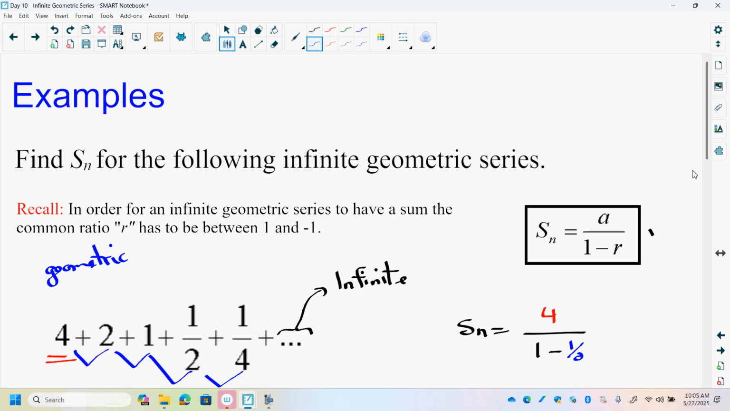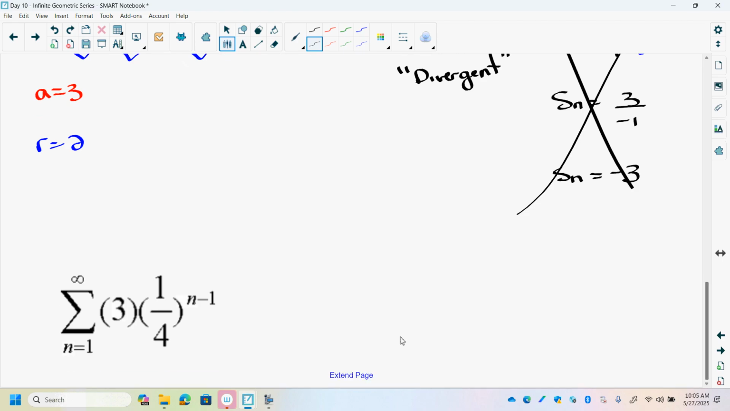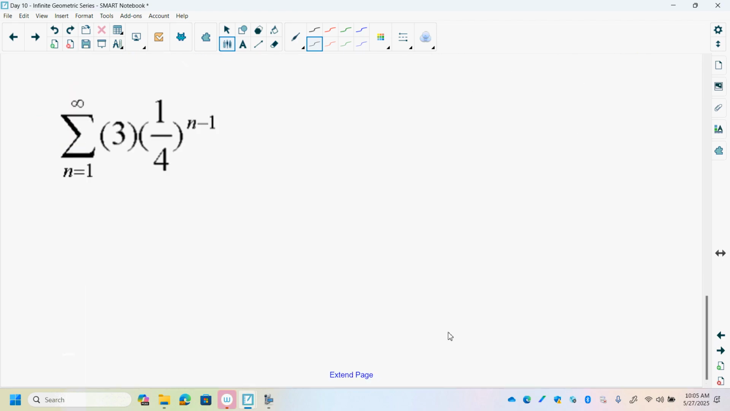Last question before you go on to your worksheet. What is going on here? Sigma notation. What does sigma mean? Find the sum. That's right. Okay. What do we have after the sigma notation? What does all of this represent? That's the general term. Now, maybe you can notice what your A value and what your R value are in that particular question, because it takes the form A times R to the power of n minus 1.